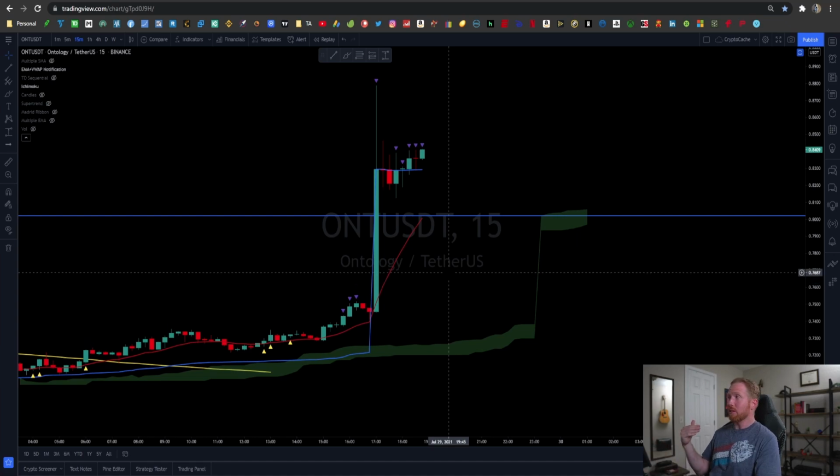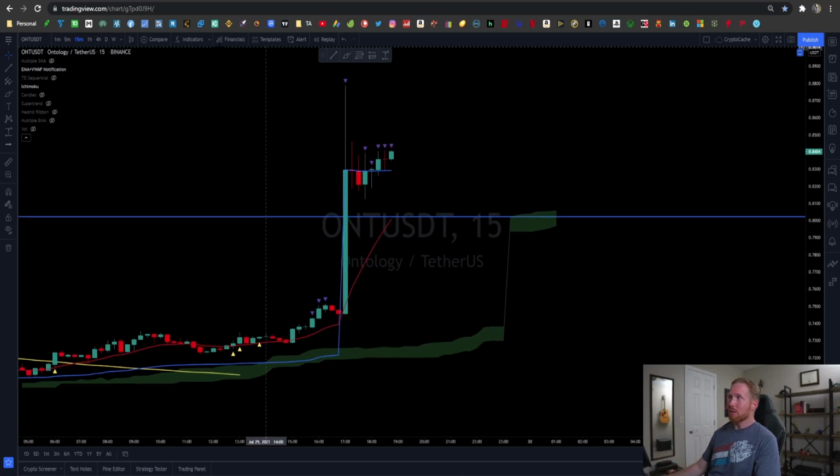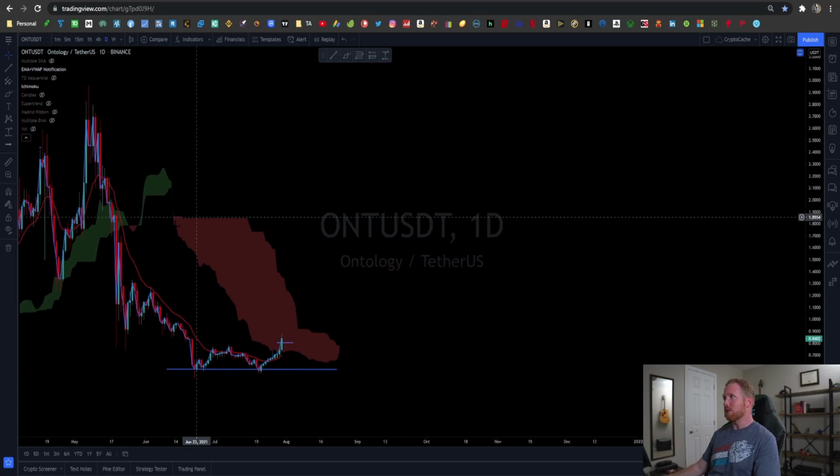What we've seen so far is that ONT is extremely oversold, right? Or it was oversold previously. Now it's a little bit more on the overbought side. However, it's been so low for so long that it's well below its average true range, right? And I forgot to identify that. Let's take a quick look at this here.